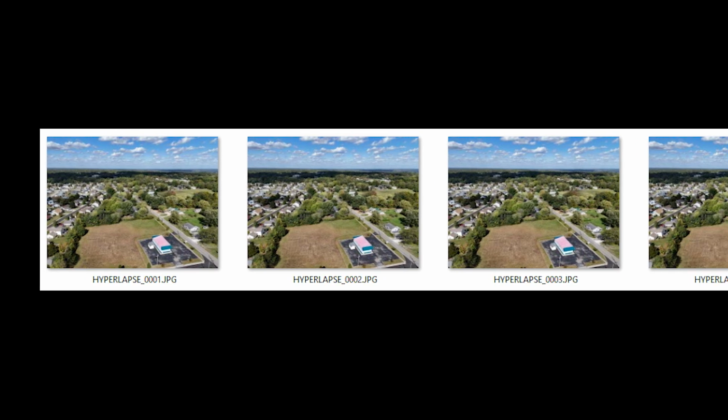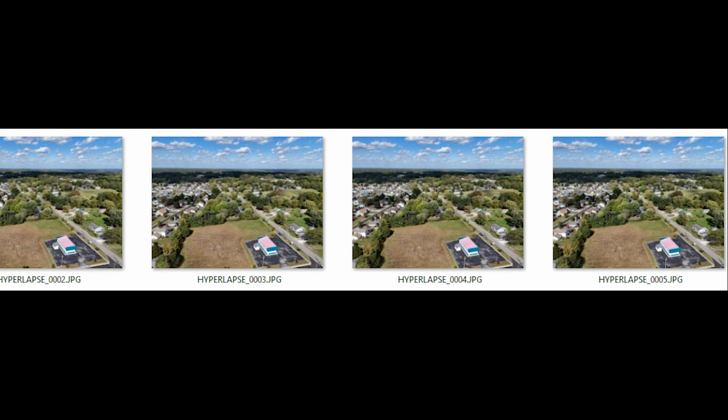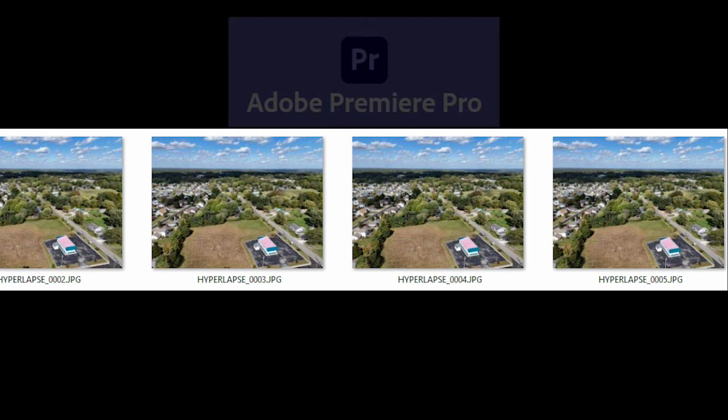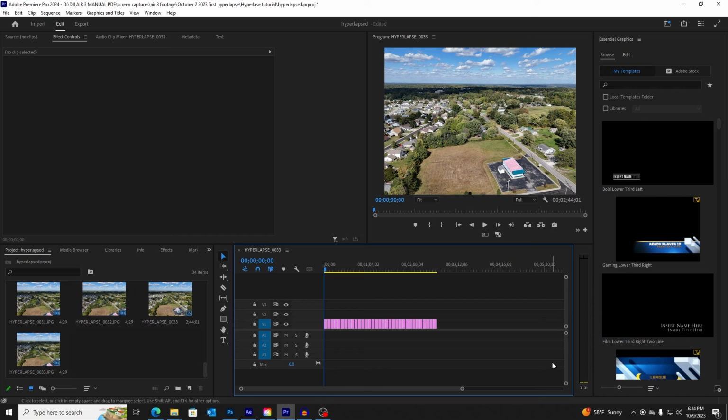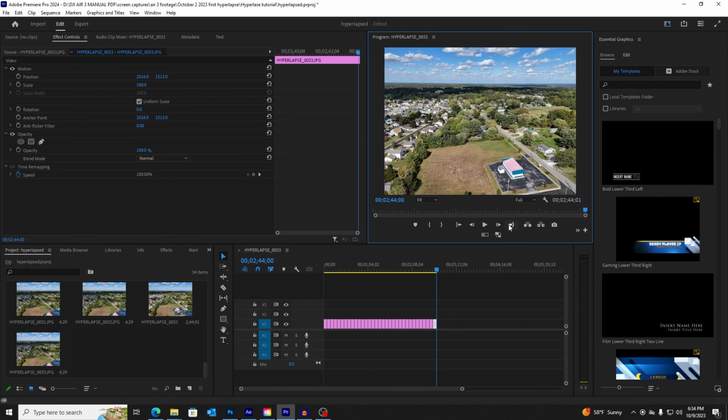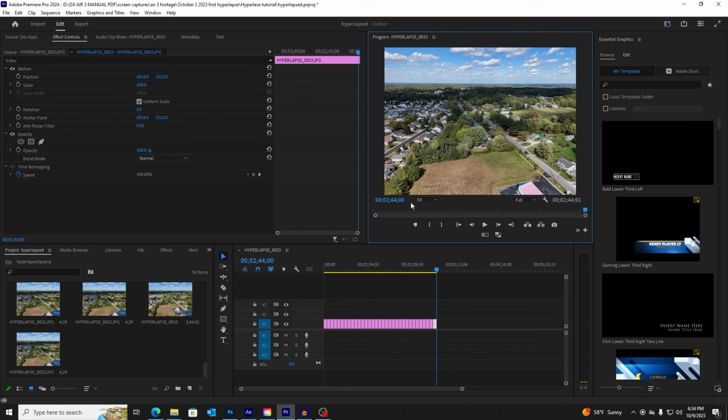Earlier I said I would show you how to create your own hyperlapse videos with the photos that the Air 3 took. Well, I'll show you using Adobe Premiere Pro. First, I imported 33 JPEGs from the hyperlapse folder. Each photo has a duration of 4.29 seconds, so altogether that's 2 minutes and 44 seconds.